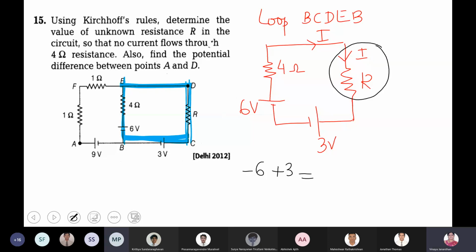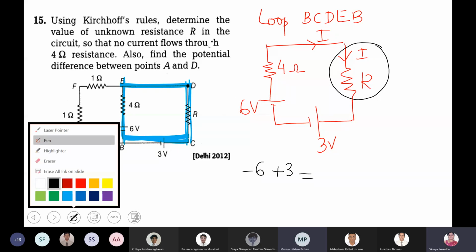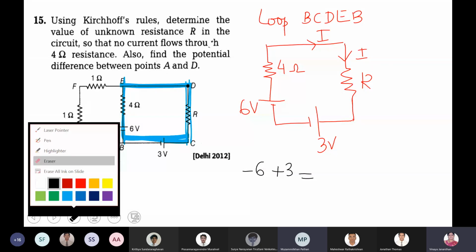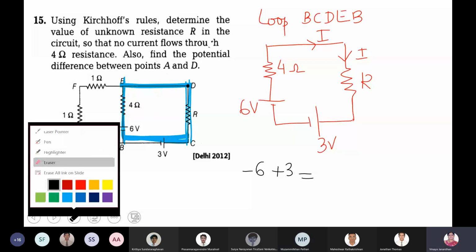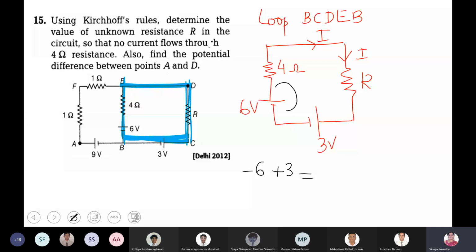Now look at the resistor R. The current flowing through the resistor R is I. Now see, the 6 volt battery will send the current from its positive terminal to its negative terminal, so the current will flow like this throughout the loop. So the direction is clockwise.